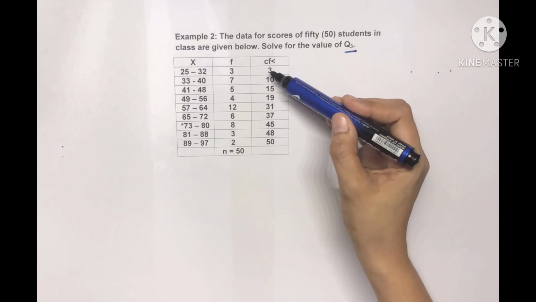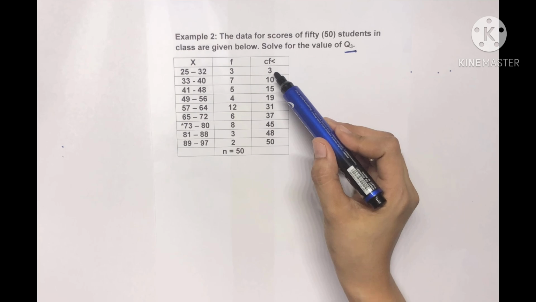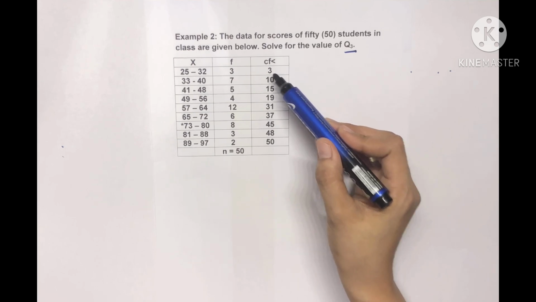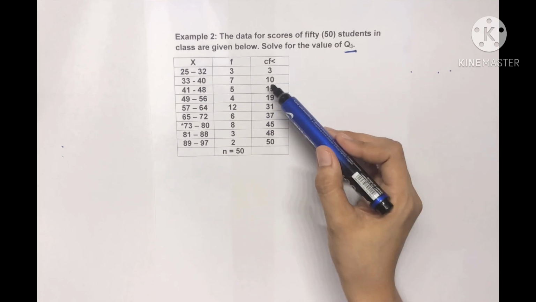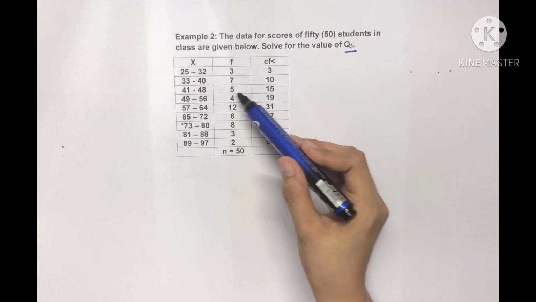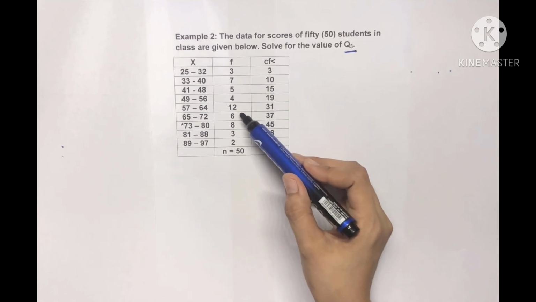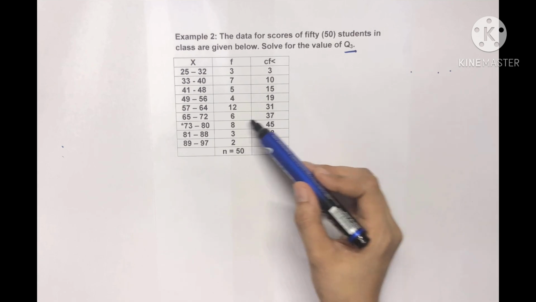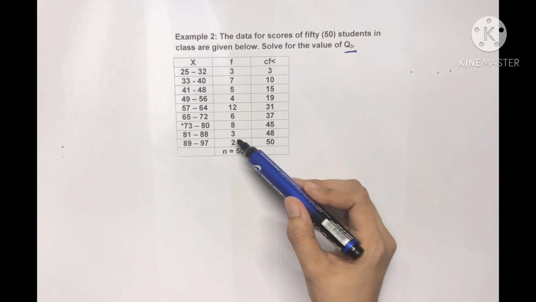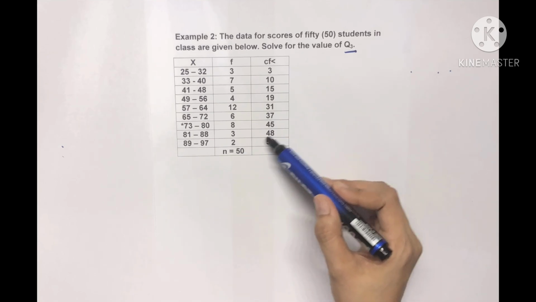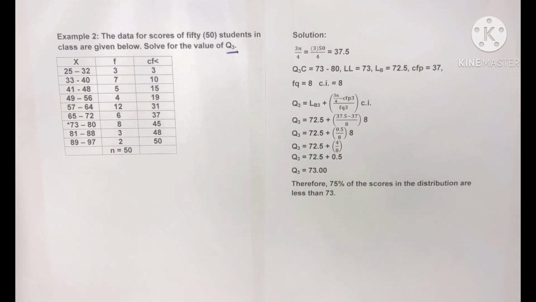So same, how to get CF less than. You need to copy the first number here. First frequency here is 3. And then add to the second frequency. 3 plus 7 is 10. 10 plus 5, 15. 15 plus 4, 19. 19 plus 12, 31. 31 plus 6, 37. 37 plus 8, 45. 45 plus 3, 48. 48 plus 2, 50.